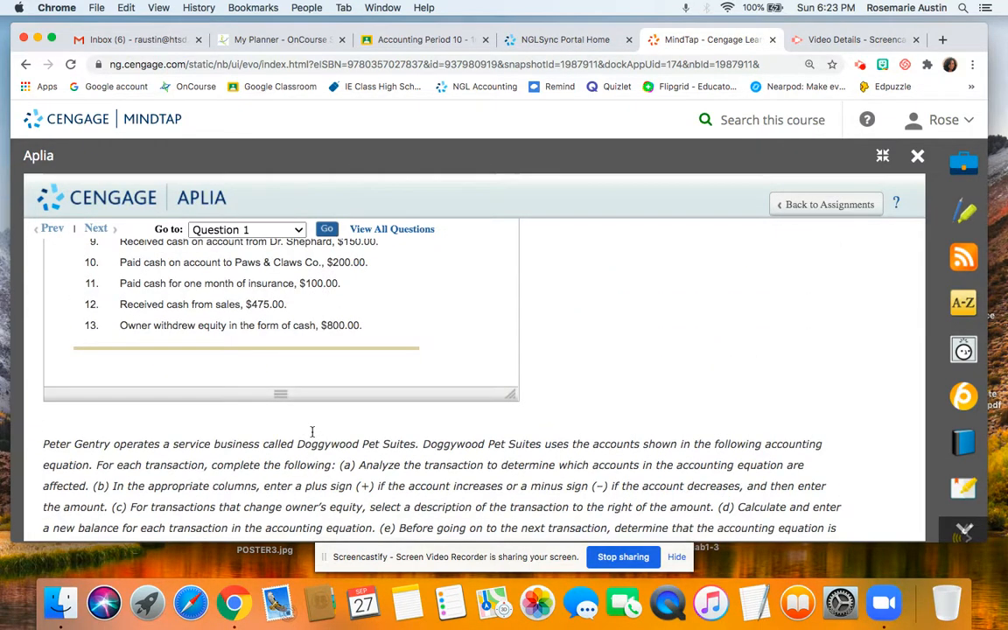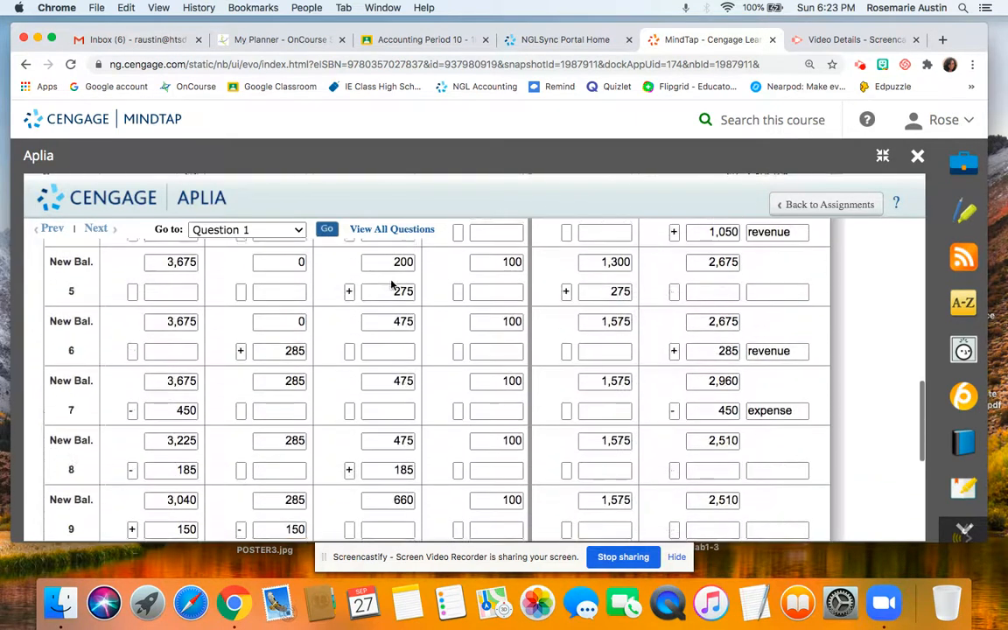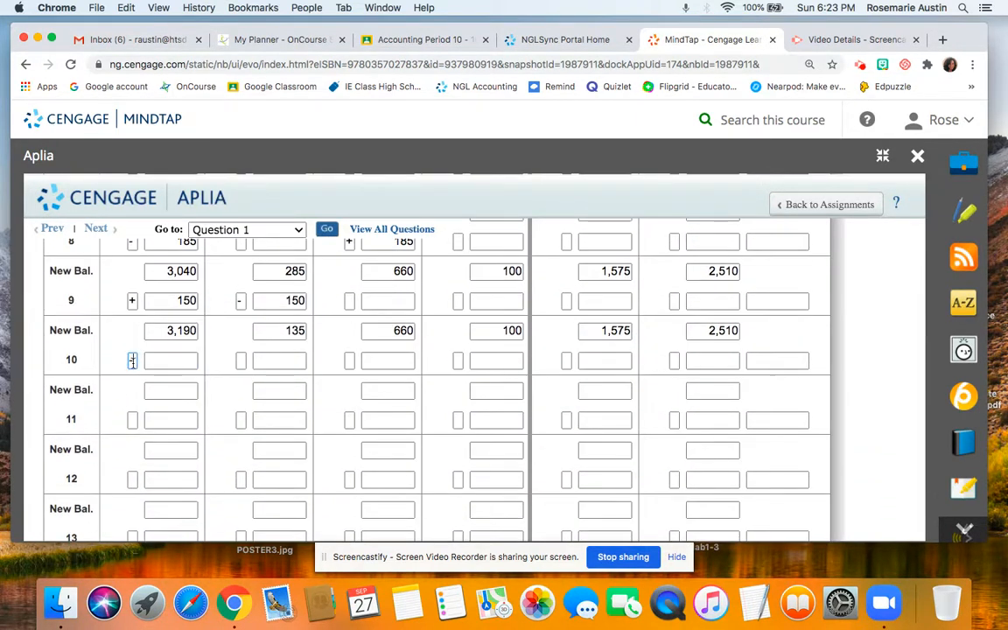Paid cash on account to Paws and Claws. Okay, now we are paying what we owe somebody. So we're paying cash to Paws and Claws because we owe them money. We owe them $1,500 and some dollars. I forget what it is. All right, so cash is going to go down by 200 because that's what we're paying, minus 200. And Paws and Claws over here, they're going to go down by 200 because we're paying off part of our balance there. Okay, so now our new cash balance is going to be $2,990.